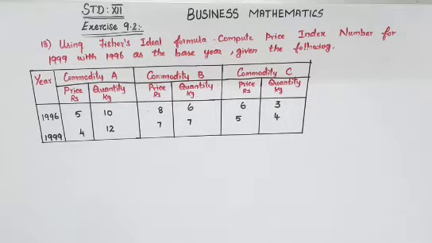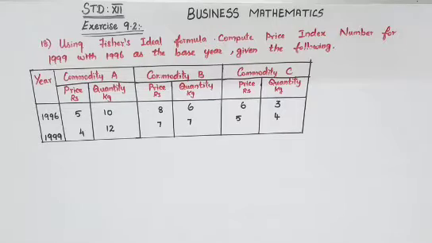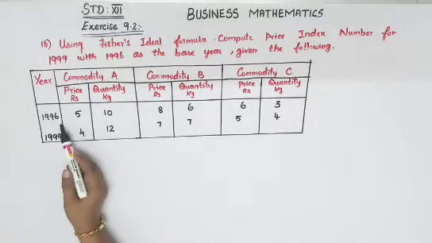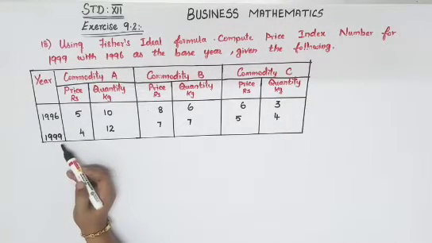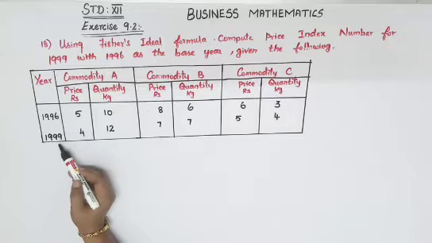Standard 12th Business Mathematics, Exercise 9.2, 18th question. Using Fisher's ideal formula, compute the price index number for 1999 with 1996 as the base year. Given the following values, the years are 1996 and 1999. This is your base year and this is your current year.